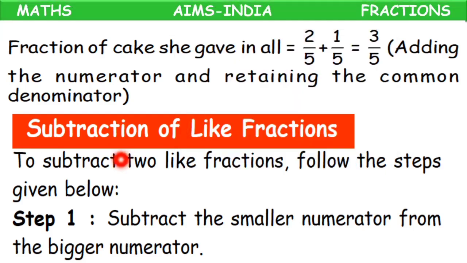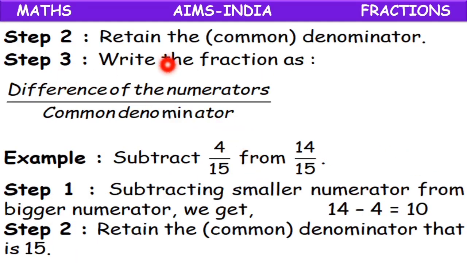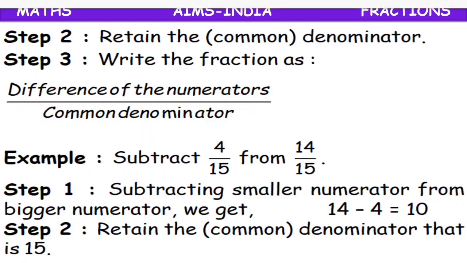Why? Because just as we have done the addition of like fractions, on the same lines we also subtract like fractions. Subtraction of like fractions is the same as adding the given two like fractions. So to subtract two like fractions, follow the steps given below. Step 1, subtract the smaller numerator from the bigger numerator. Step 2, retain the common denominator. And step 3, write the fraction as the difference of the numerators by the common denominator.